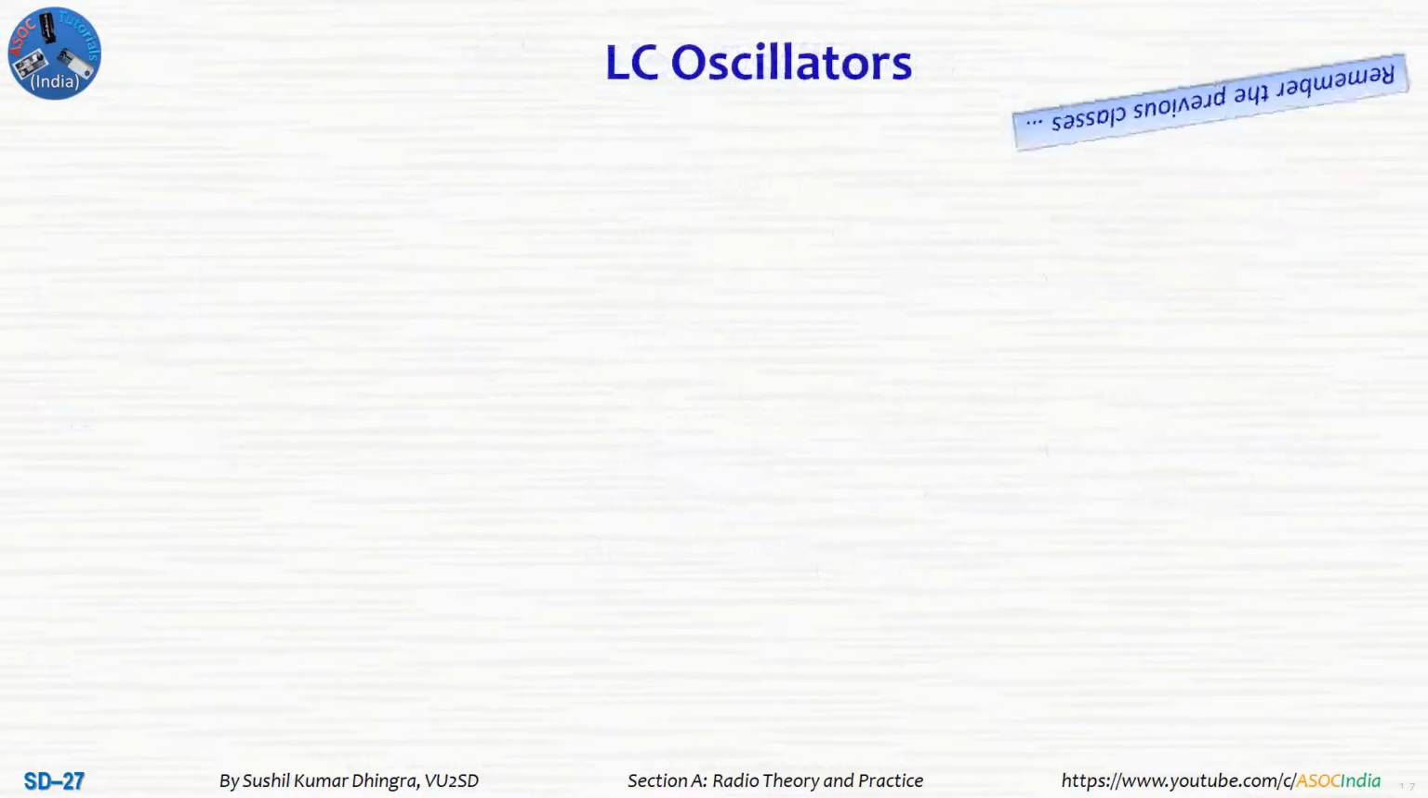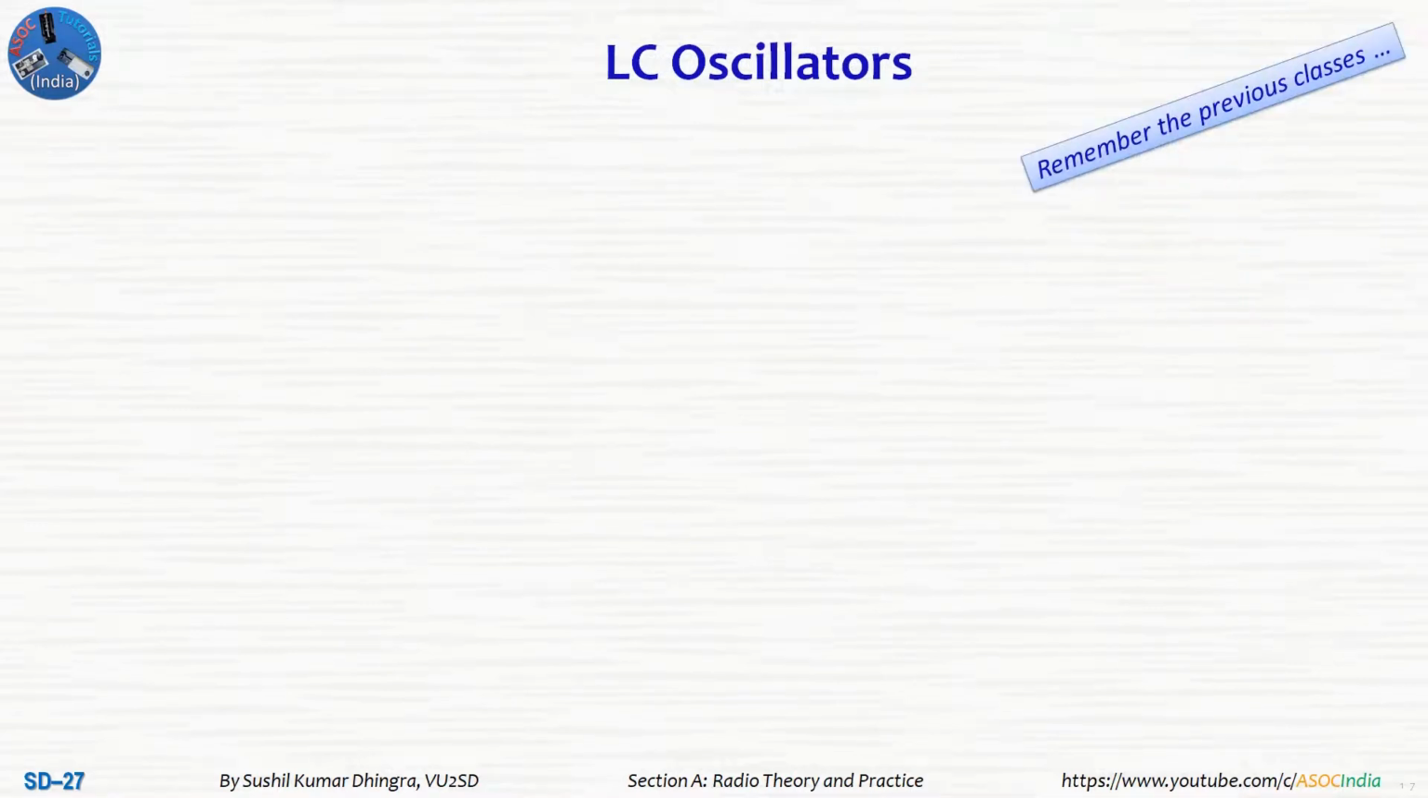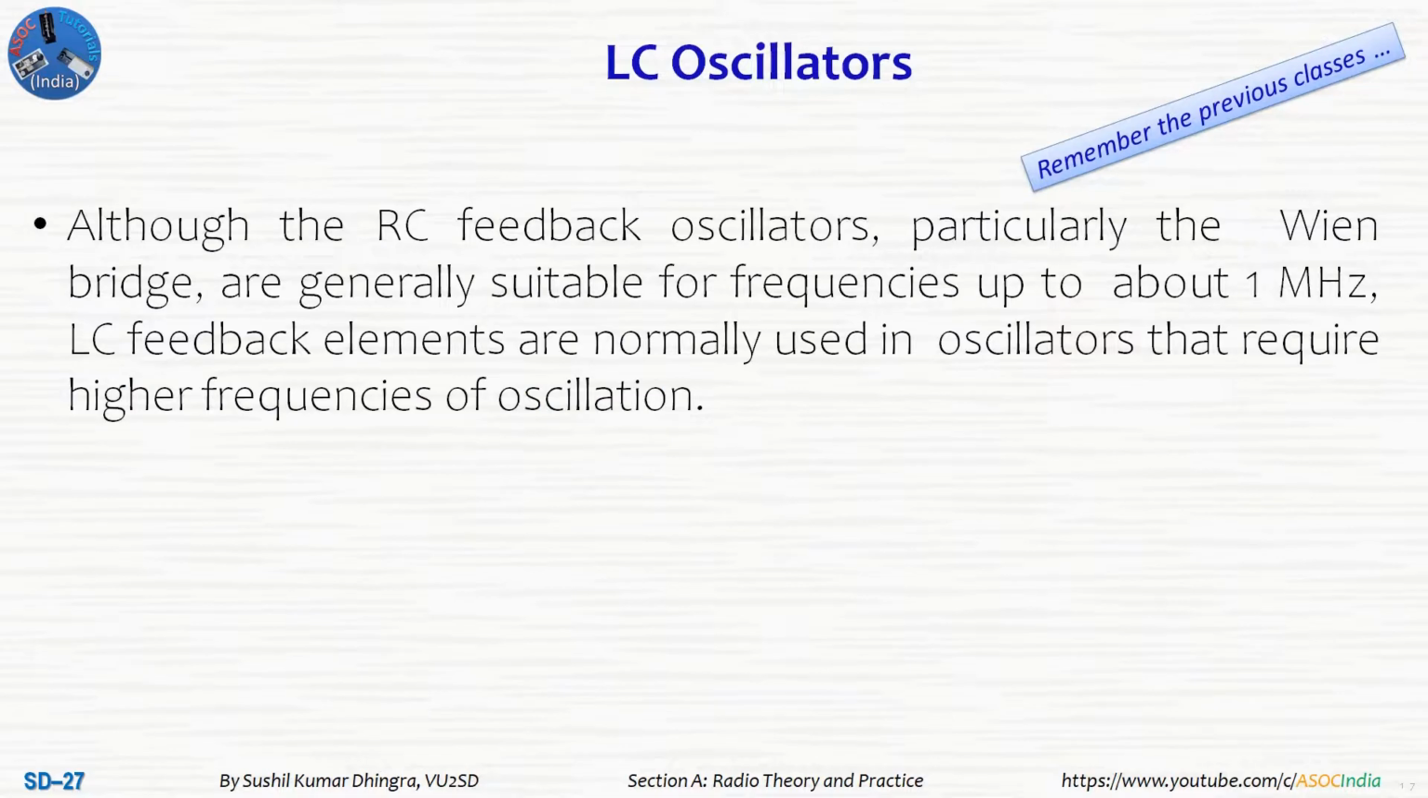So remember the previous classes on LC oscillators, already I have covered in tank circuits. So RC feedback oscillators, particularly the Wien bridge, are generally suitable for frequency up to 1 megahertz. Note down. And LC feedback elements are normally used to oscillate at more than 1 megahertz, higher frequency, especially intermediate frequency, radio frequency, video, and others.